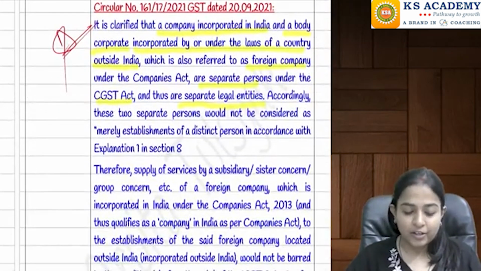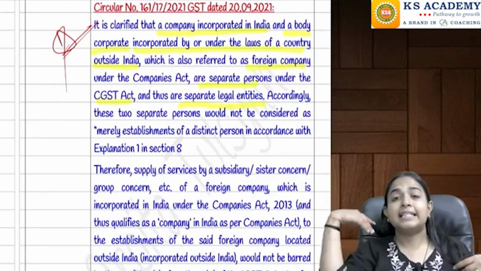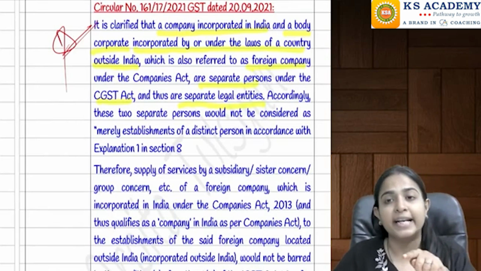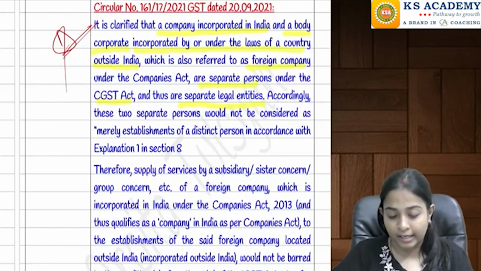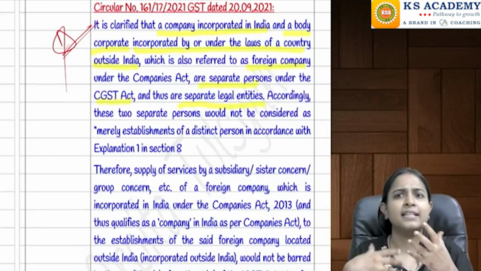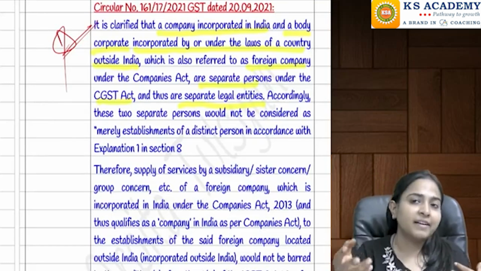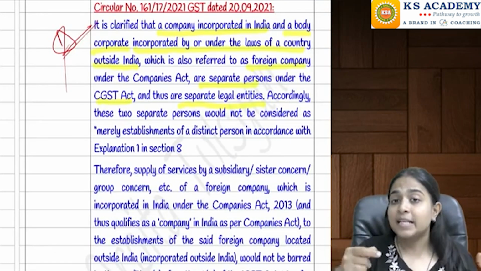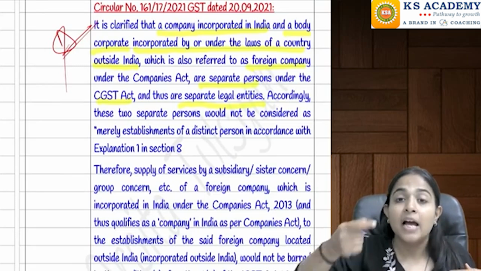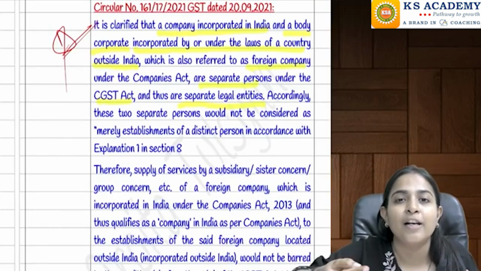Okay, then they had given a circular. What was that circular? Let's say there is a company incorporated here in India, and there is another company incorporated outside India as per the laws of the foreign country. Let's say it is a holding and subsidiary company. The holding company is in India, and its subsidiary company, can we say it is related? Yes. The subsidiary company is incorporated; it is not simply a branch outside India. That subsidiary company got incorporated outside India as per the foreign laws.